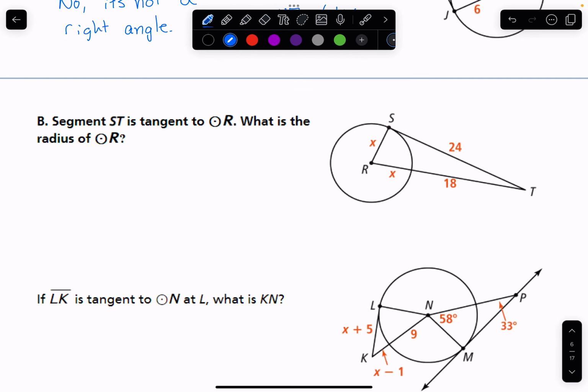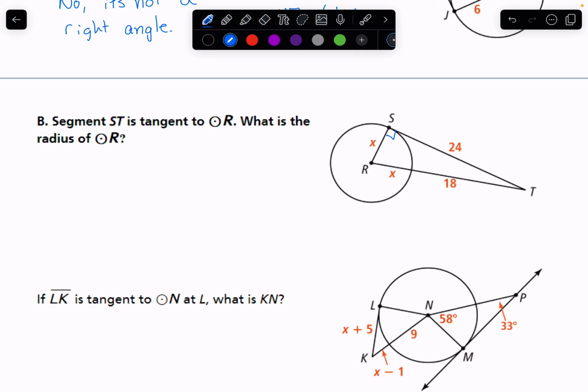Keeping on, got another idea. In this case, they tell us that ST is tangent to circle R. So ST here and SR have to be at a right angle to one another because they're tangent. We want to find the radius of circle R. Looks like I've got a right triangle here. My unknowns are these two radius pieces. But since I have a right triangle, I can use the Pythagorean theorem to find the way they relate to one another and find my answer that way.